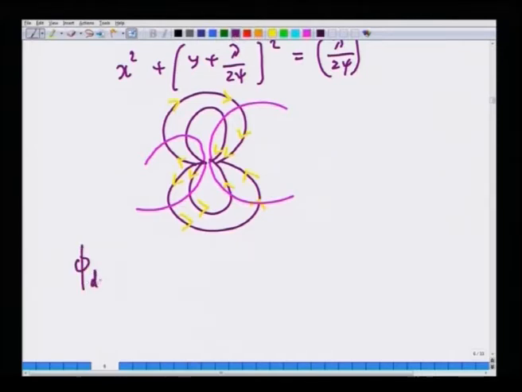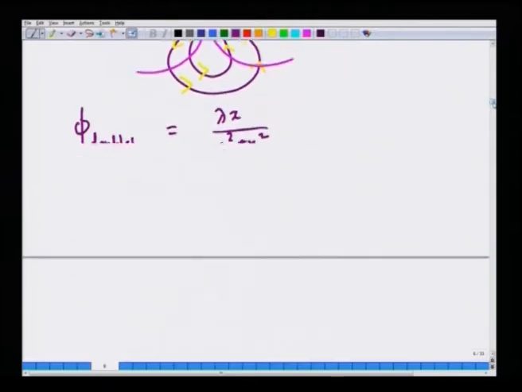So, by superposing the two solutions and taking the limit as a tends to 0, you will get lambda x by x squared plus y squared. These are also circles, but in such a manner that they are orthogonal to the streamlines. The equipotentials are also circles.